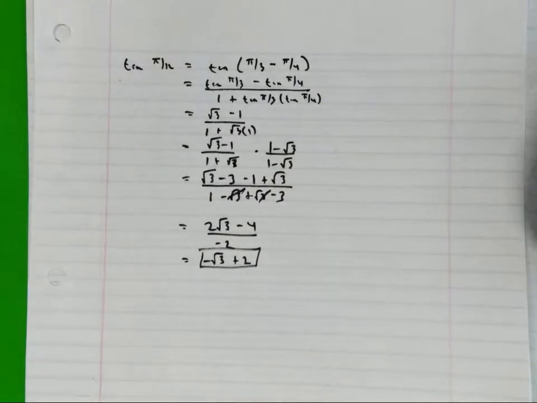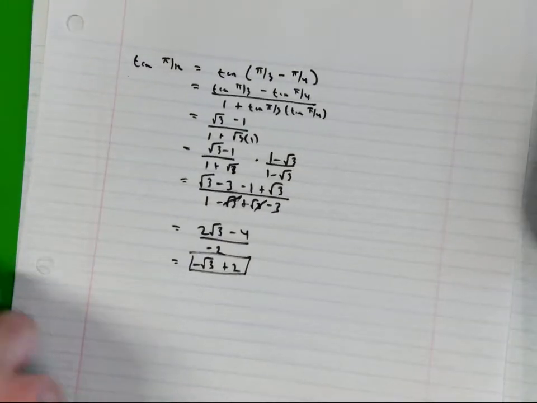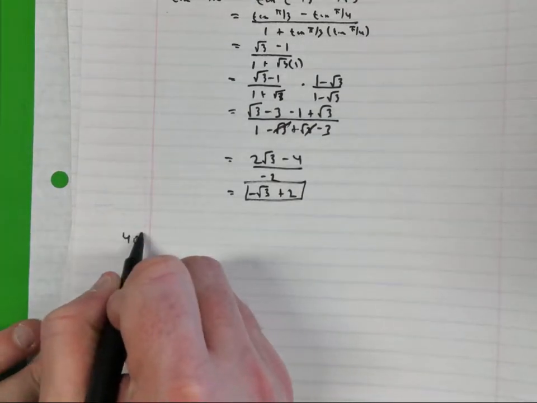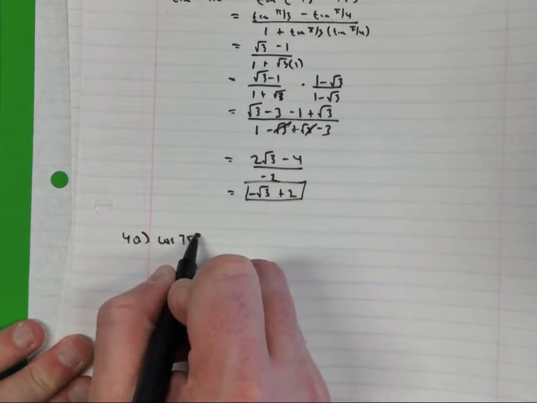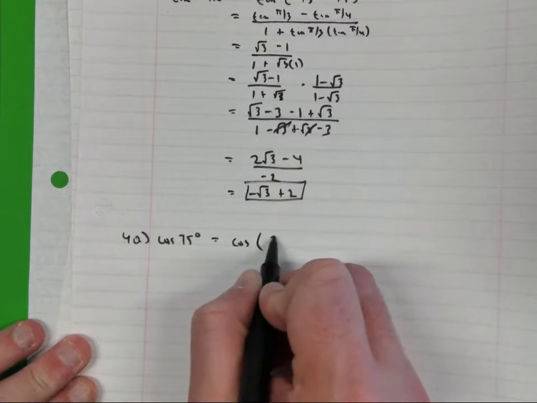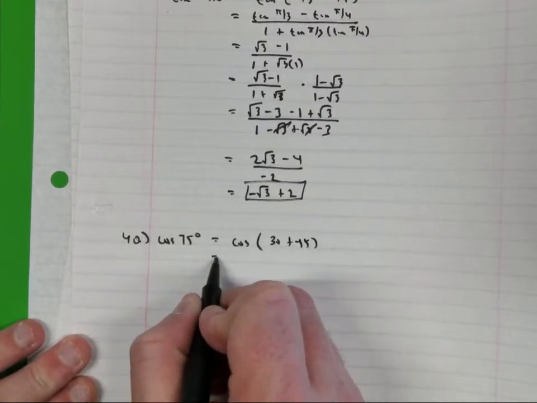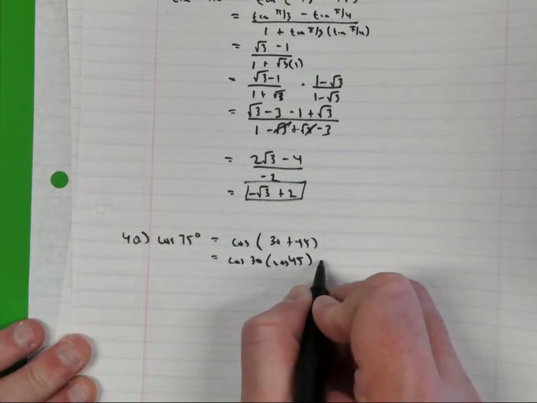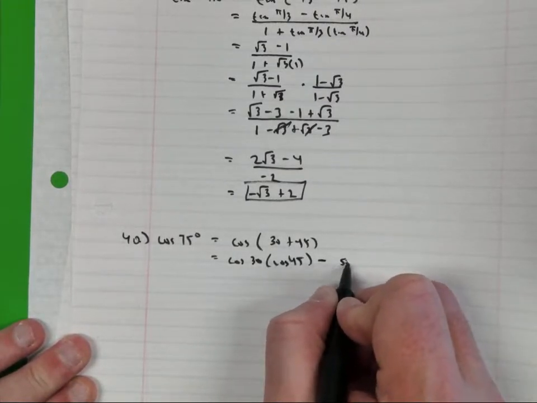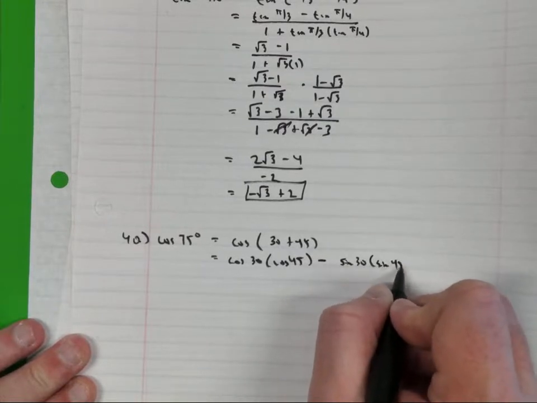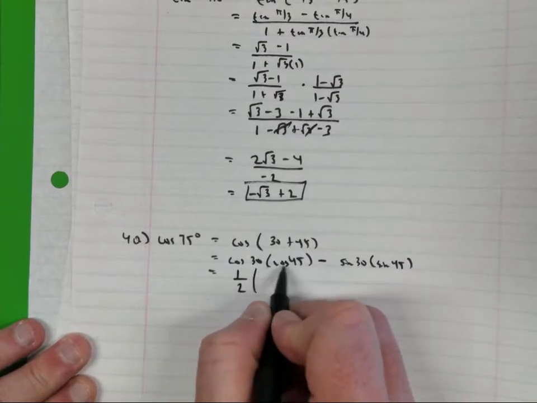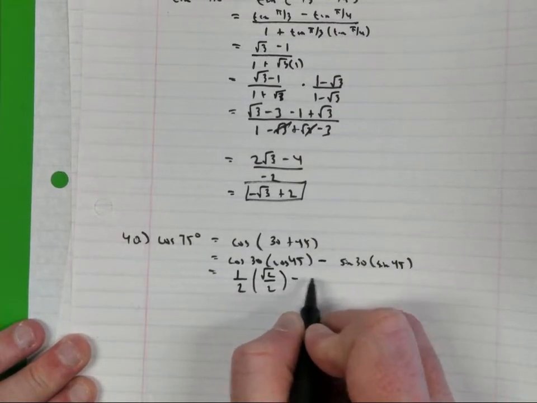Alright. Are there any questions on those? Alright, let's look at number 40. Cosine of 75. What two numbers did you use for that? 30 and 45. Very good. So now I'm going to go cosine of 30 times cosine of 45. Do I do plus or minus here? Minus sine of 30, sine of 45. Cosine of 30 is 1/2. Cosine of 45, square root of 2 over 2.